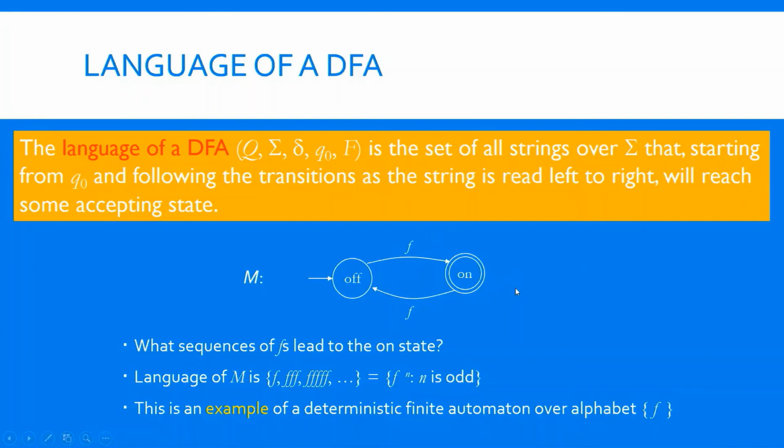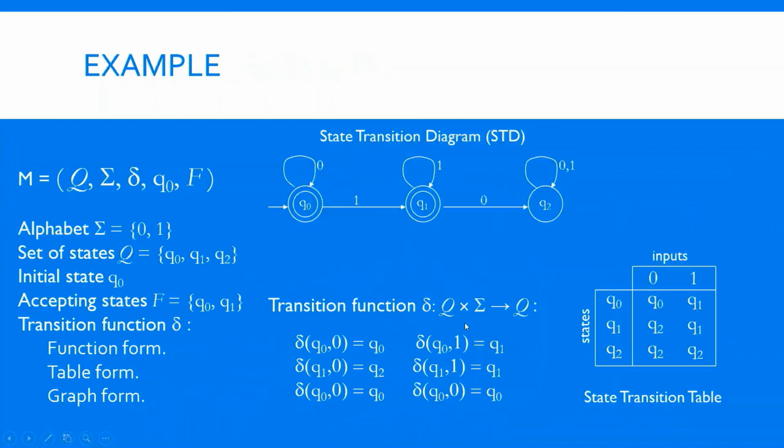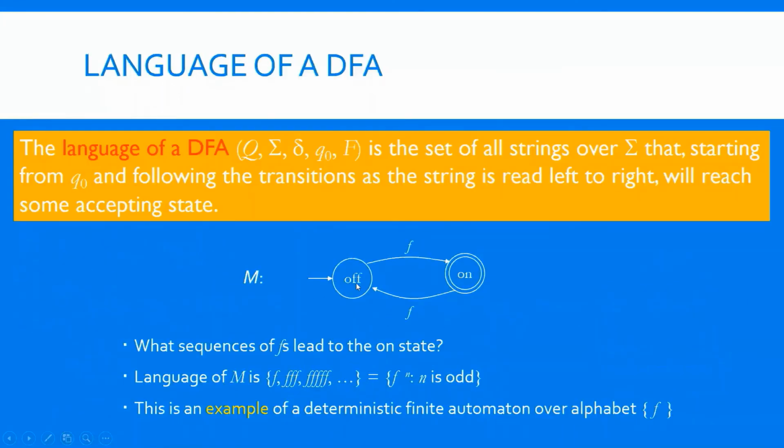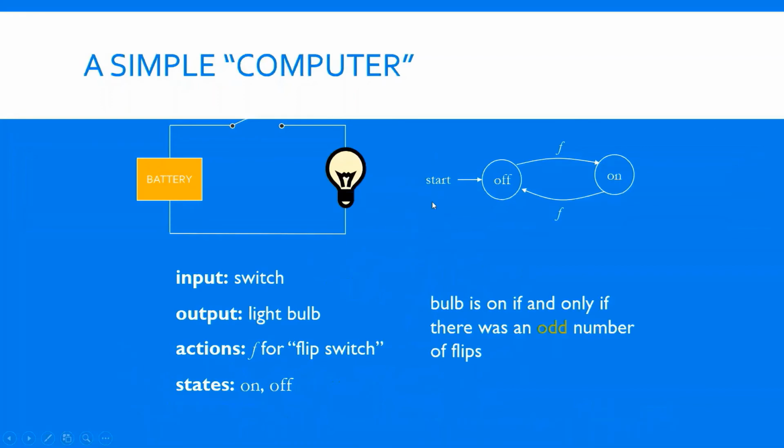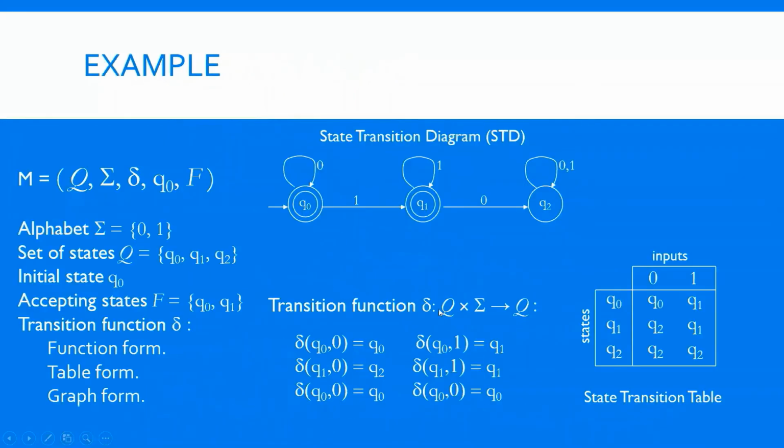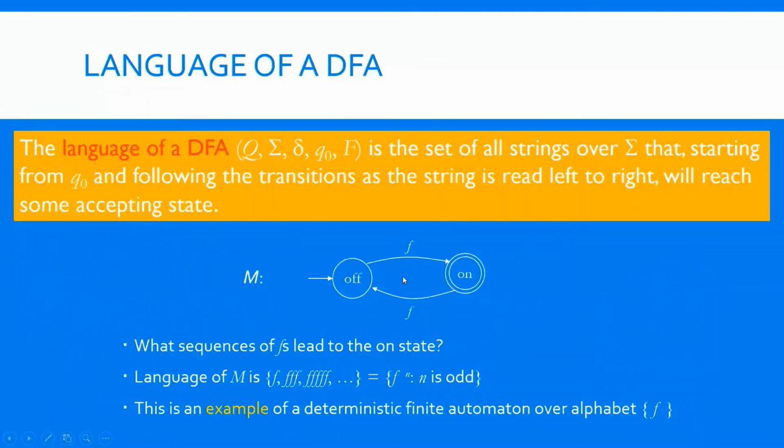Only 2 rules are there. Delta, you are in ON state, reading the symbol F, equal to OFF. This one, delta of ON, F equal to OFF state. So I am giving you one task: the STD part is given, find its function definition, function form and table form. This can be one question. You can express it so that it will be clear to you.